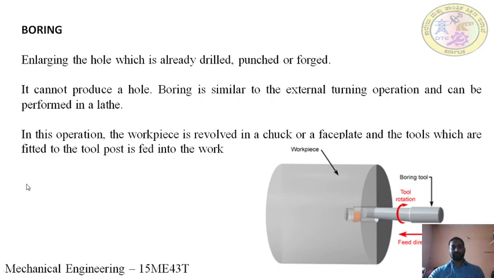Next is the boring. The boring is similar to reaming. It is also an operation of enlarging a hole which is already drilled, punched or forged. It cannot produce the hole initially. We need an already drilled hole because the tool requires some space to insert inside the workpiece. So for performing this boring operation, you need an already drilled hole. In that drilled hole, this tool will be placed.